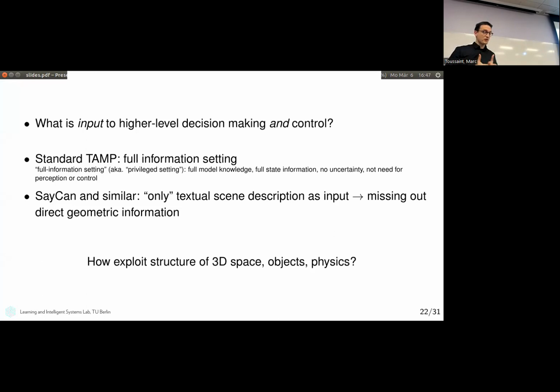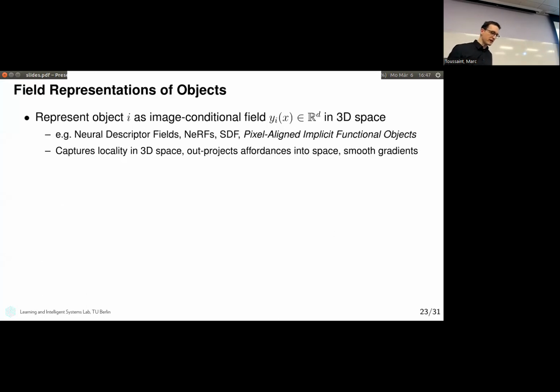And now you could just train these constraints on the images, but actually in the last years, I followed another approach. Frankly, I'm not sure if you have to think of it like that, but this is how we approached it. We thought it's really interesting to exploit 3D structure by trying to learn field representations of objects.